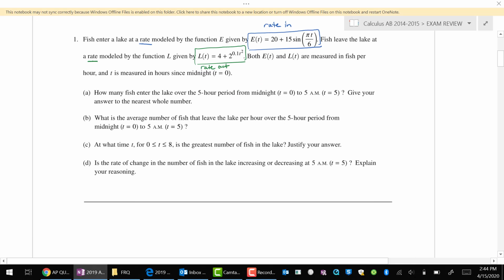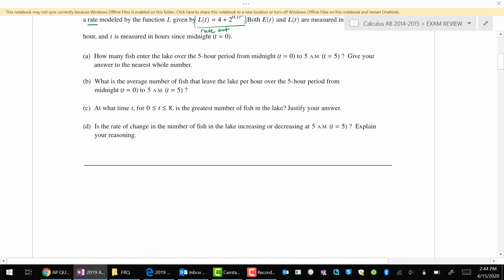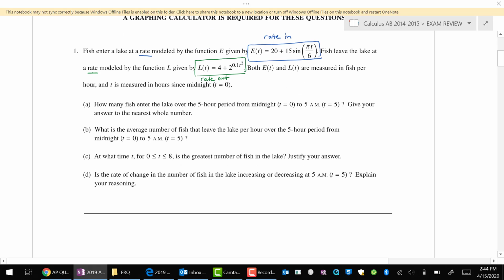Letter A. How many fish enter the lake over the 5-hour period from midnight, time 0, to 5 a.m.? And then it says to give your answer to the nearest whole number. So to find that out, to go from a rate to a number, I'm going to integrate. Let's integrate the E function from 0 to 5. So you should write down that integral.